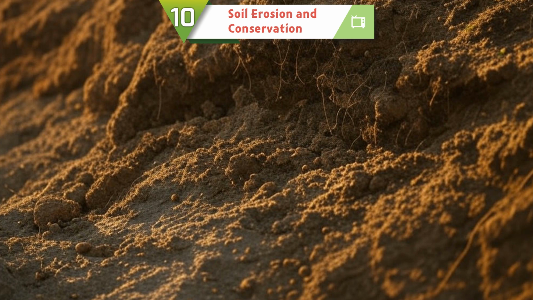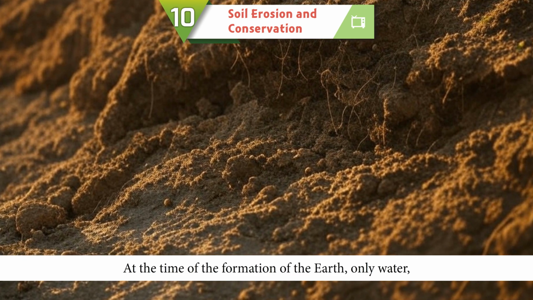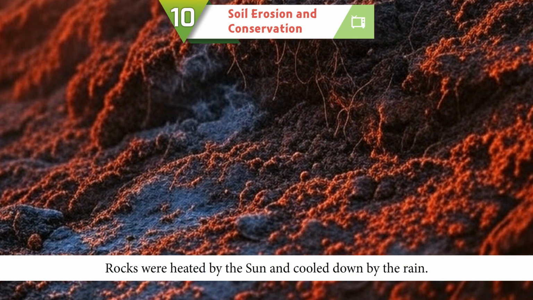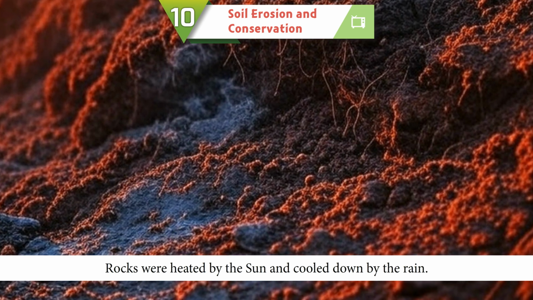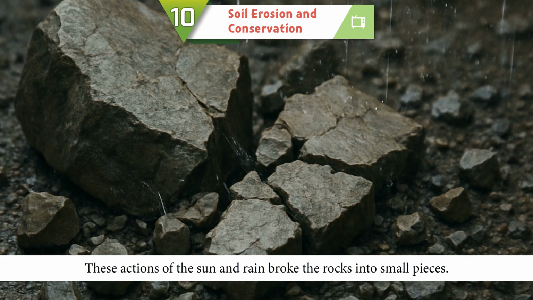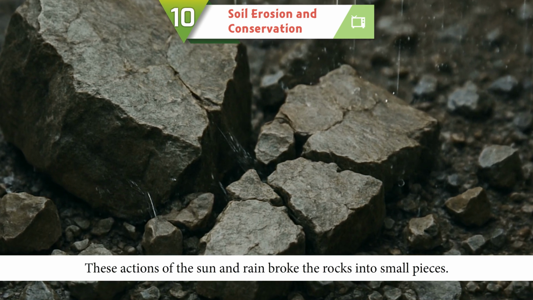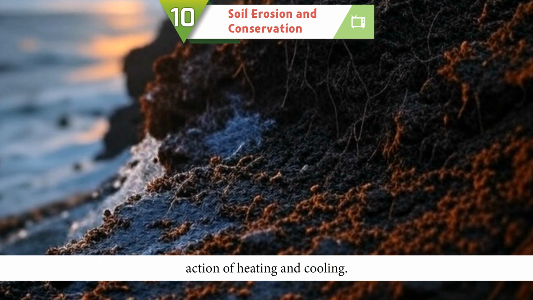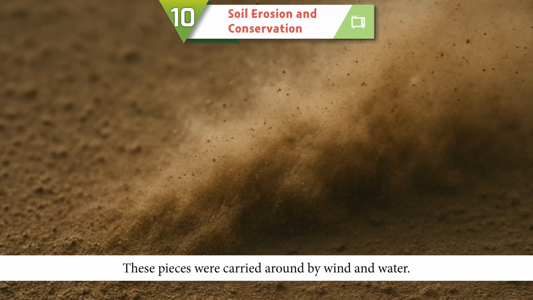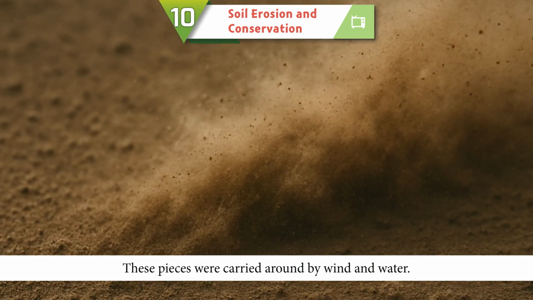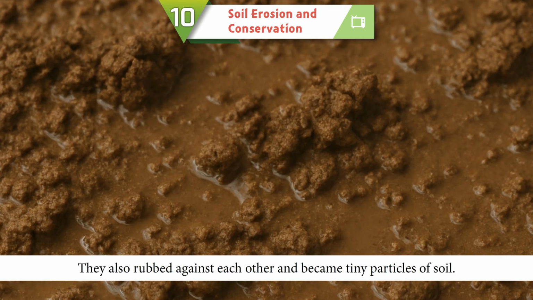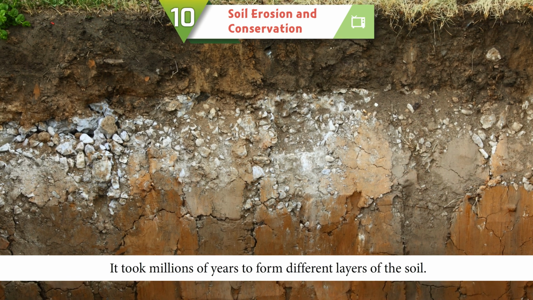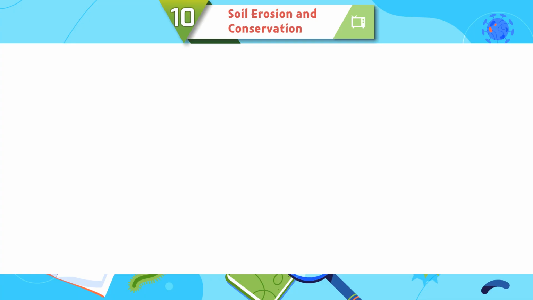Soil formation. At the time of the formation of the earth, only water, air, and hard rocks were present. Rocks were heated by the sun and cooled down by the rain. These actions of the sun and rain broke the rocks into small pieces. These small pieces broke further into smaller pieces by the repeated action of heating and cooling. These pieces were carried around by wind and water. They also rubbed against each other and became tiny particles of soil. It took millions of years to form different layers of the soil.